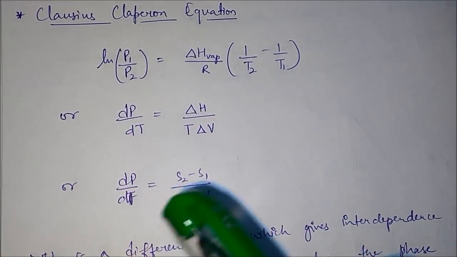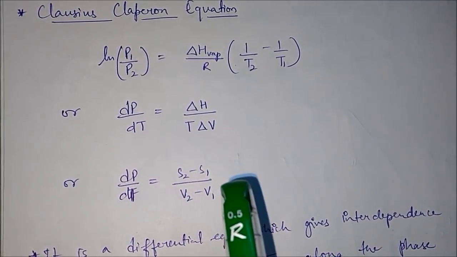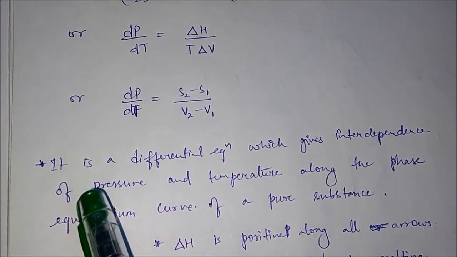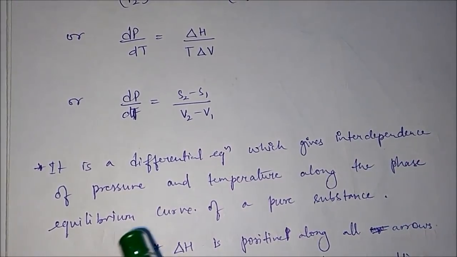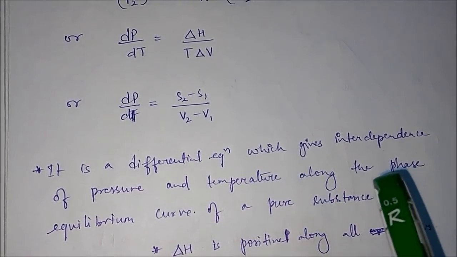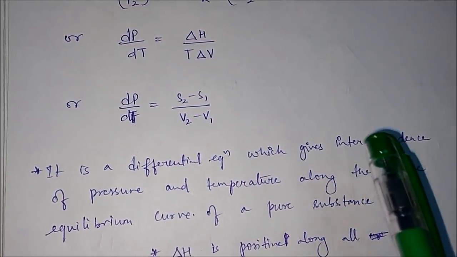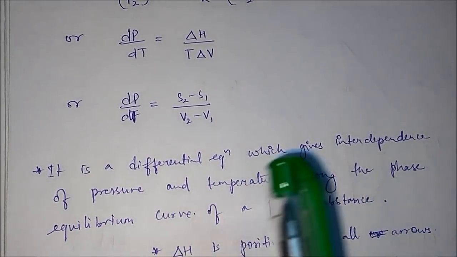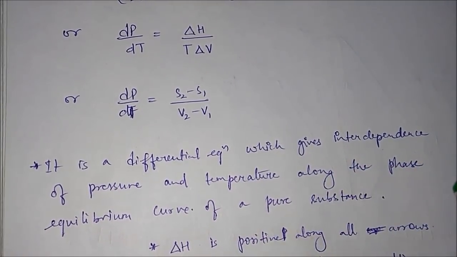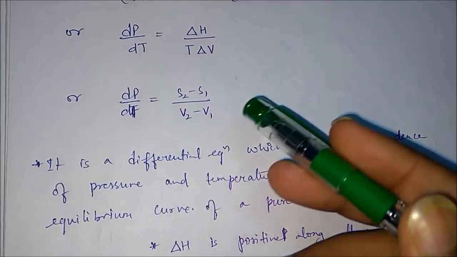One more formula for this is dP by dT equals S2 minus S1 upon V2 minus V1. The Clausius-Clapeyron equation is a differential equation which gives the interdependence of pressure and temperature along the phase equilibrium curve of a pure substance. The very important thing is that the substance should be pure. Pressure and temperature are interdependent on each other, and this equation is applicable along the phase equilibrium curve, that is, on the curve this equation is valid.